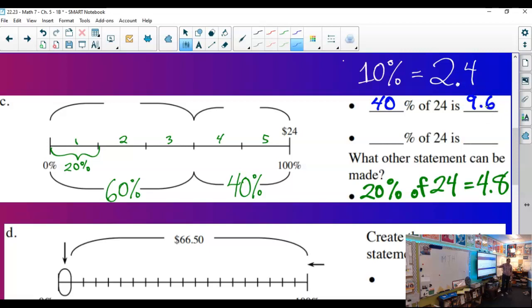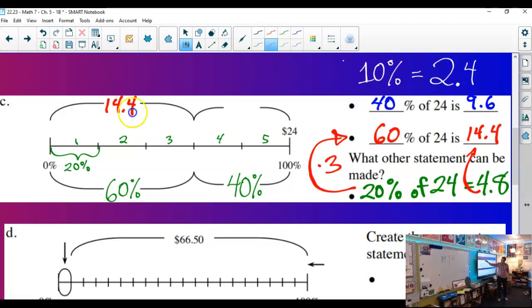9.6. Ooh, how do I go from 20% to 60%? Here we could triple. So we do the same thing: what is 4.8 times 3? 14.4. So that would go down here. This would go up here. And we can check that it works out, which it does.